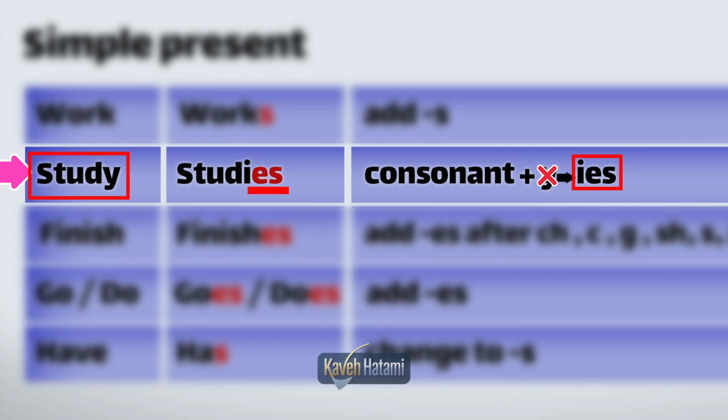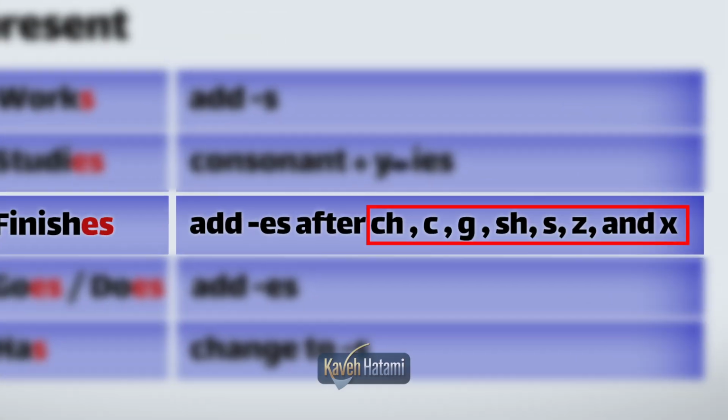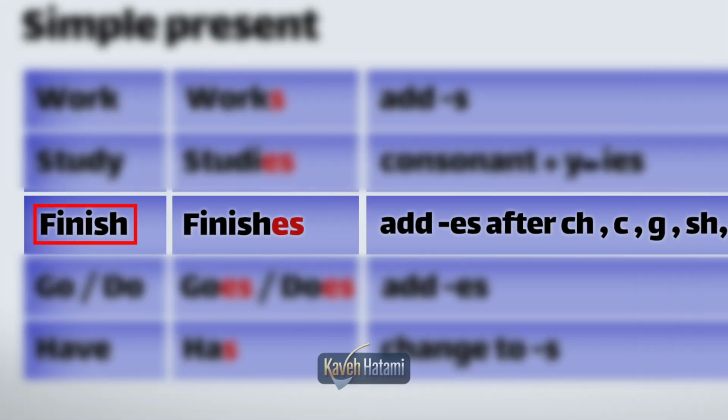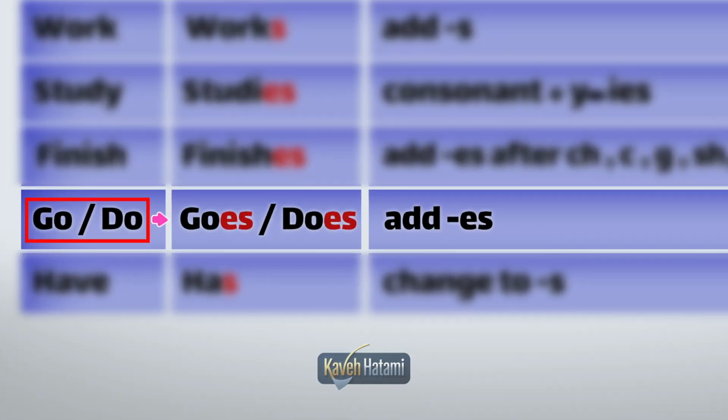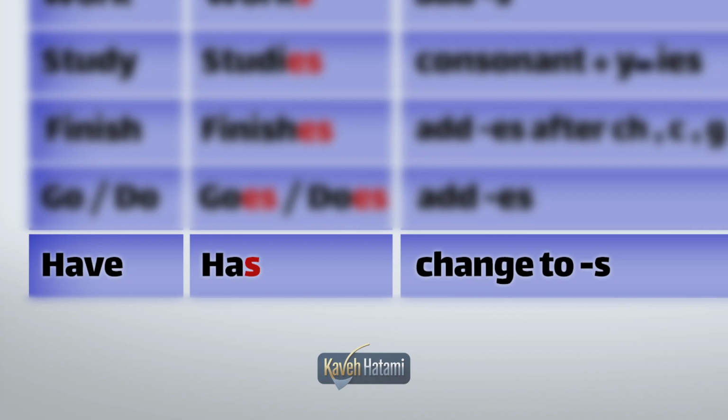Study, studies. What about the verbs ending in ch, c, g, sh, s, z, and x? In this case, we add es to the verb. Therefore, finish is going to be finishes. Or for example, watch, watches. Go and do. For these two verbs, we add es to the verb. Goes, does.